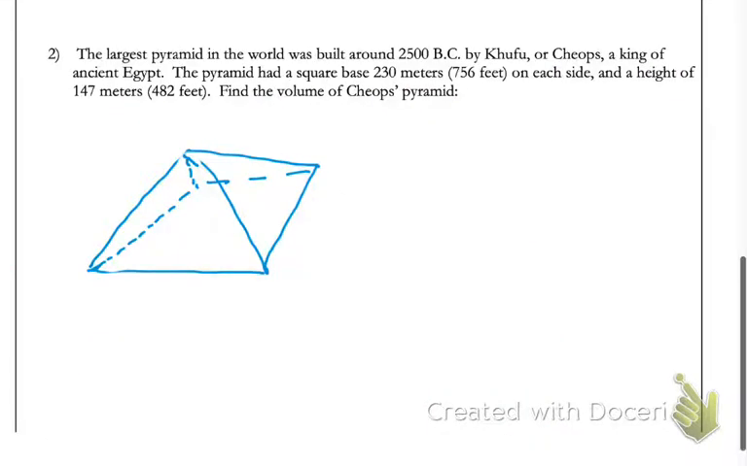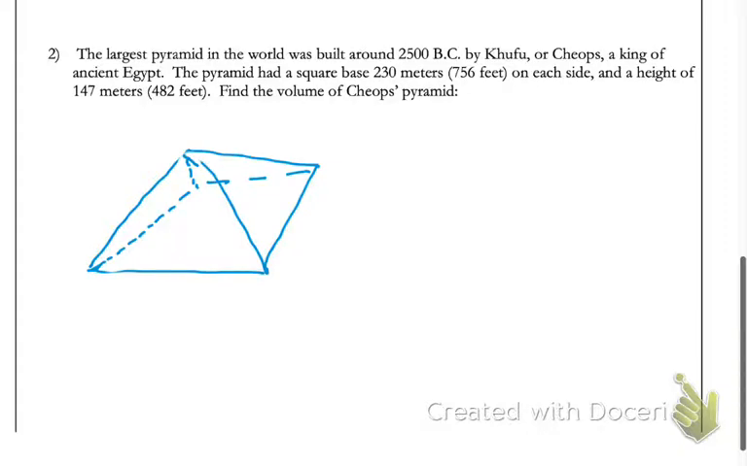Our second problem here says that the largest pyramid in the world was built around 2500 BC by Khufu, or Cheops, a king of ancient Egypt. The pyramid had a square base of 230 meters, which is approximately 756 feet, on each side, and a height of 147 meters, or 482 feet. We want to find the volume of Cheops' pyramid. So this is going to be a square pyramid since we're given that it has a square base.